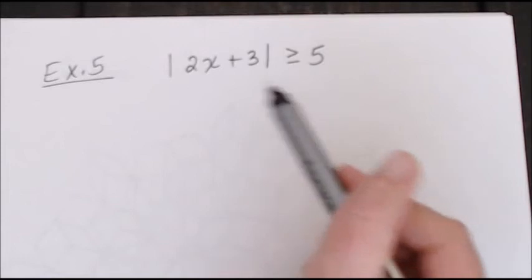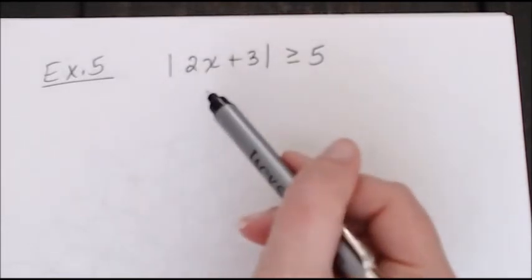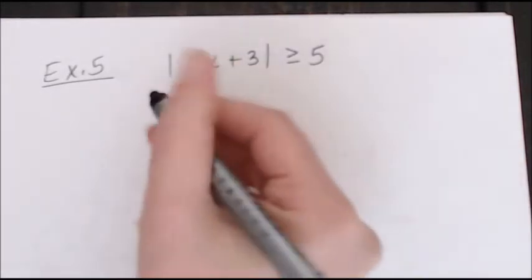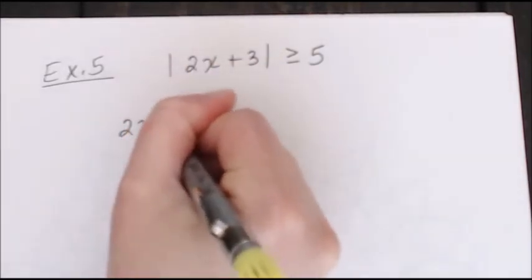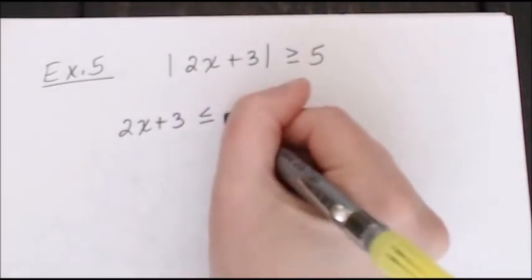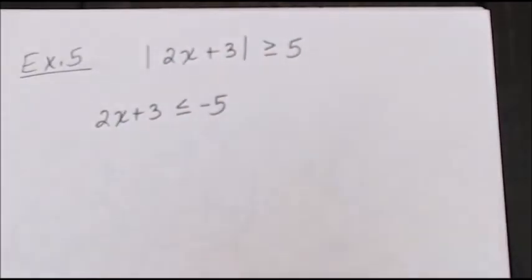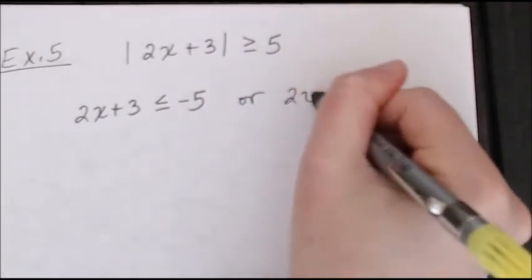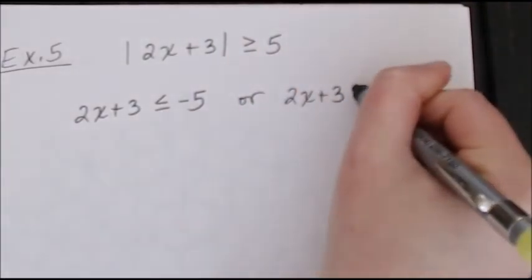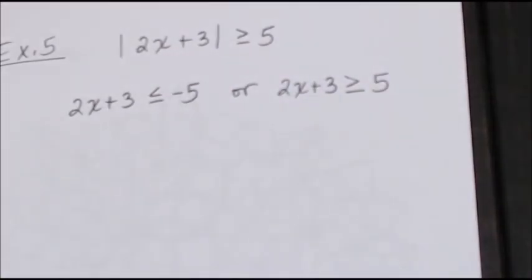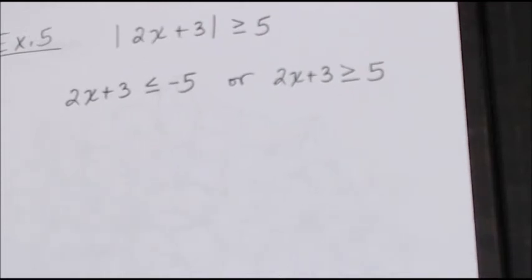I'm going to take what's in the absolute value, that expression, and I'm going to make two separate inequalities. So I'm going to say 2x plus 3 is less than or equal to the negative of that value, so negative 5, or my solution is going to be on the other end of the number line, and 2x plus 3 is going to be greater than or equal to the positive 5. Okay, so we're going to have two different inequalities, and we're going to solve them independently.